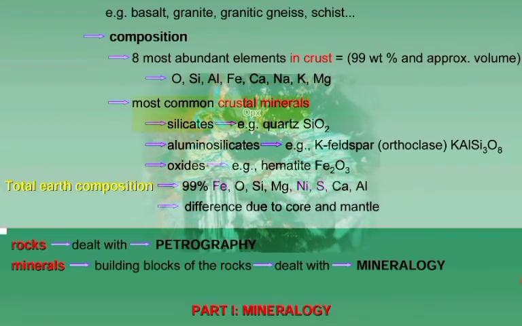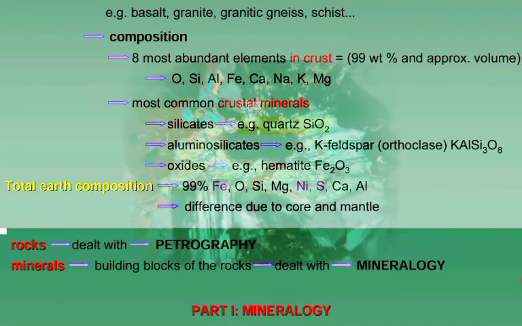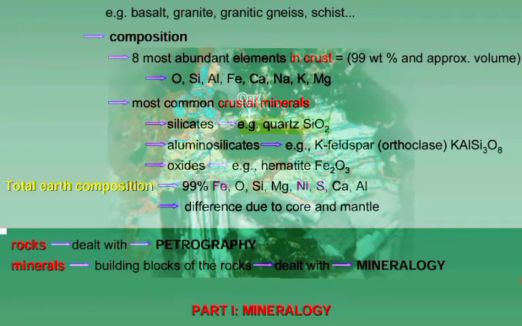Most common crustal minerals are silicates, e.g. quartz, SiO2; aluminosilicates, e.g. K feldspar, orthoclase, calcic plagioclase; oxides, e.g., hematite Fe2O3. Total Earth composition is 99% Fe, O, Si, Mg, Ni, S, Ca, Al. The difference is due to the core and mantle.